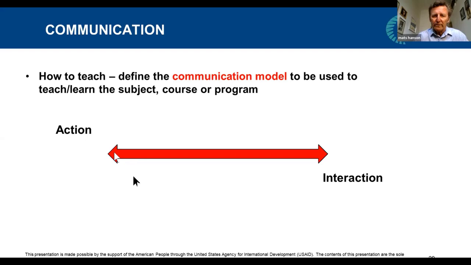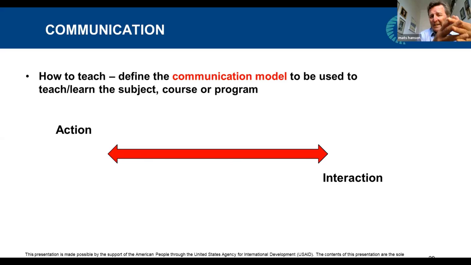So you have to communicate your teaching model around learning by individual action. On the other hand, if you go to interaction, you are going to do it like in teamwork or project work, when many people, maybe with different backgrounds, have to interact to learn the subject.